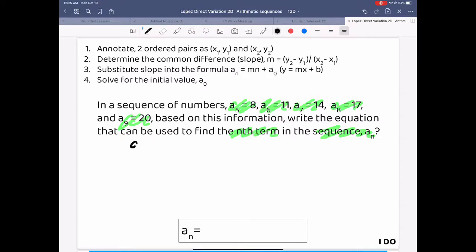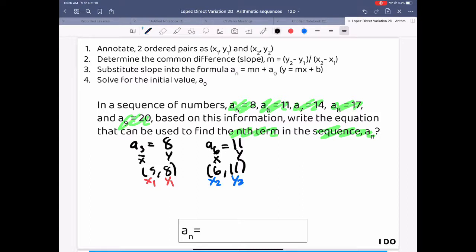So a sub 5 is equal to 8. A sub 6 is equal to 11. I'm going to go ahead and rewrite these as coordinates. This 5, that is your x. This is going to be your y. Same thing here. That 6 is an x, that is your y. We're going to rewrite those: 5, 8 and 6, 11. Now I'm going to label those x sub 1, y sub 1, x sub 2, y sub 2.